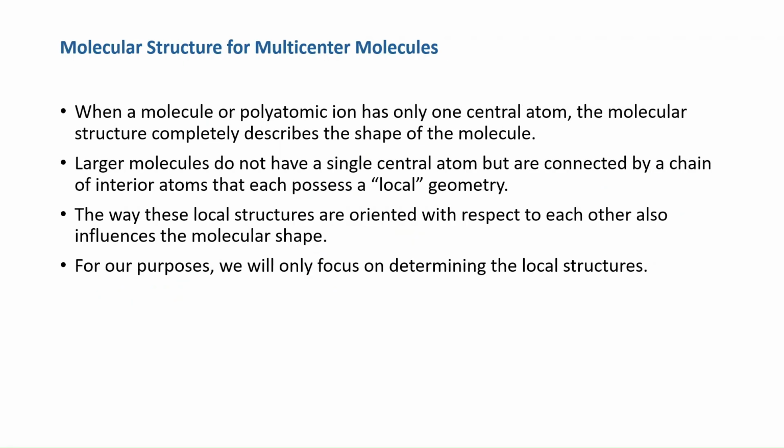Now, what happens when you have more than one central atom? You have a very big molecule and all of that. Well, the molecular structure has to describe the shape of the molecule, and it's very, very difficult. Sometimes it takes a computer to come up with the actual geometry of the whole molecule. But you can determine the molecular geometry of every central atom. The local structures, every central atom. So you don't have an overall answer. You look at how many central atoms there are and you will have several answers.